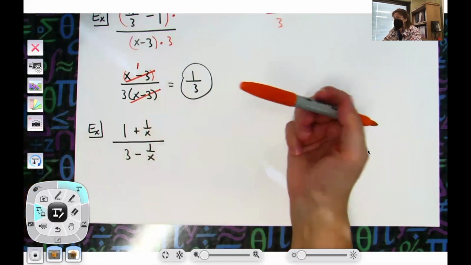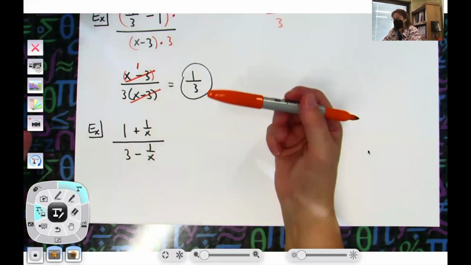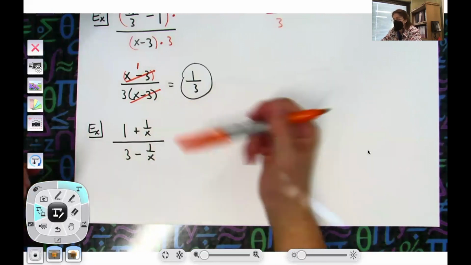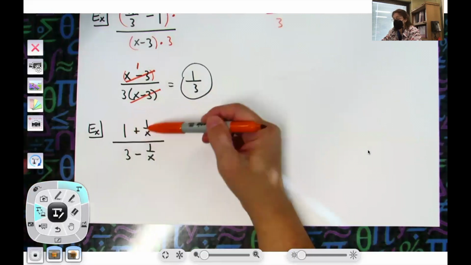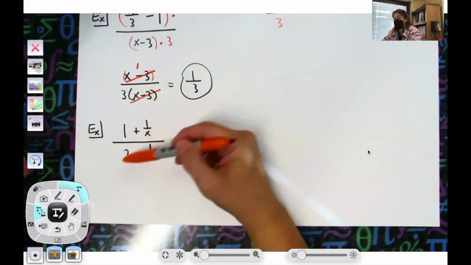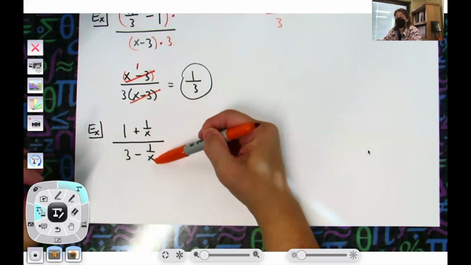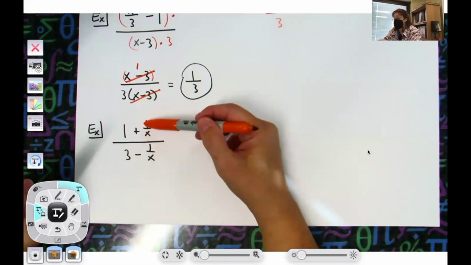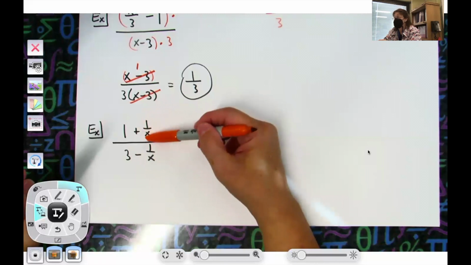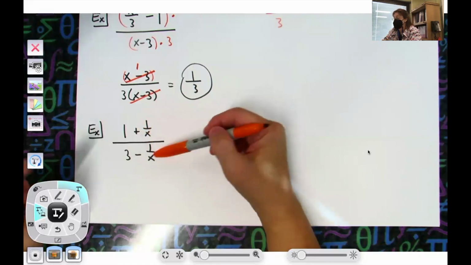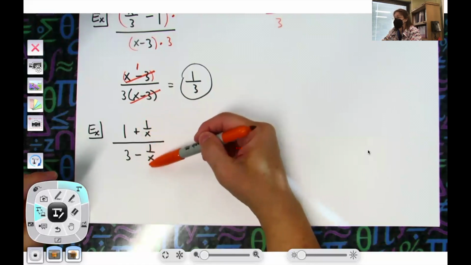Now, I've been saying come up with that least common denominator by looking at the individual denominators. This one doesn't have one. This does. It's x. This one doesn't have one. This one does. It's x. What's the least common denominator? What would I multiply this by to get rid of the 1 over x? I'd have to multiply by x, and then cross it out. If I multiply by x over here, would it cross it out? So the least common denominator is x.